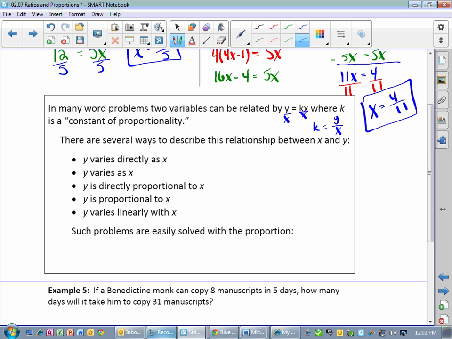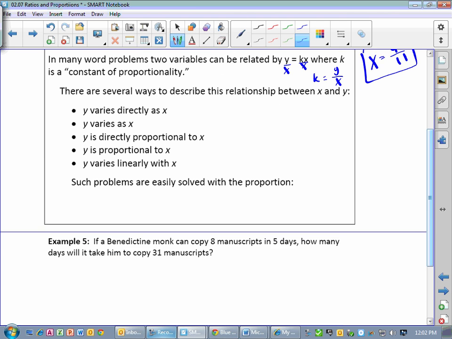And this can be written in a lot of different words. Y varies directly as x, y to x. Y varies as x, y to x. Y is directly proportional to x, y to x. Y is proportional to x, y to x. Y varies linearly with x, okay? So such problems are easily solved with the proportion y over x equals y over x.